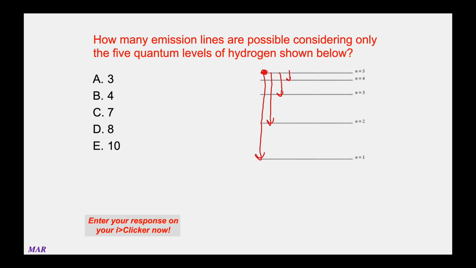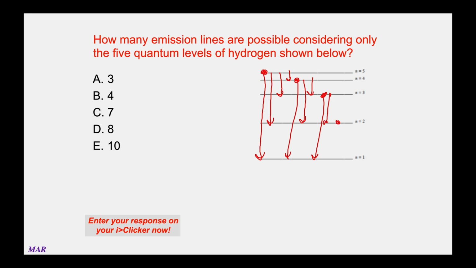But you don't have to start at n equals 5. You could start at n equals 4. And n equals 4 to n equals 1 would be 1 transition. You could also have a 4 to 2 or a 4 to 3. So those are 4 from n equals 5, 3 from n equals 4. You could also have it start at n equals 3, n equals 3 to 1, or n equals 3 to 2. That's 2 more.